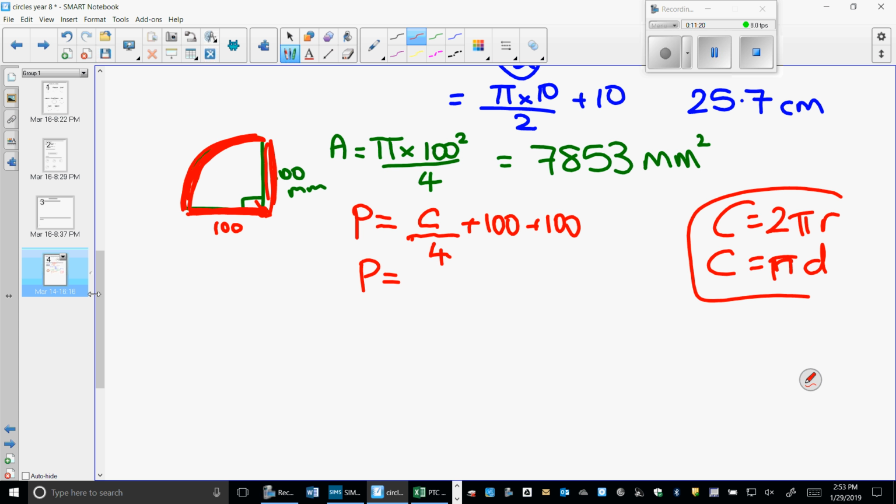Well, in this question, they've labelled the radius, haven't they? So remember, that's our question. When we look at something, we say, have they told us the radius or have they told us the diameter? Okay? So the perimeter would be 2 multiplied by pi multiplied by 100. Divide that by 4 and add 2 lots of 100. And Jade, you said you had an answer for that? 357.9.